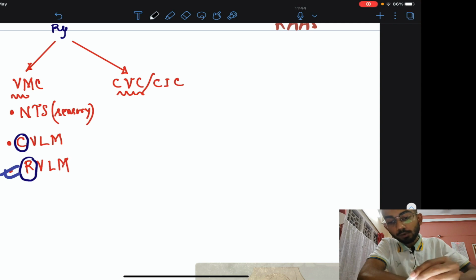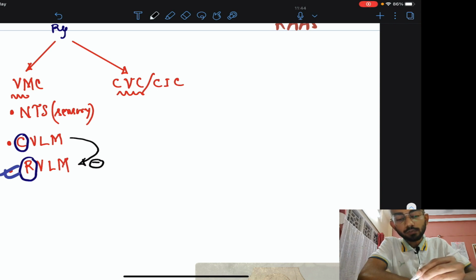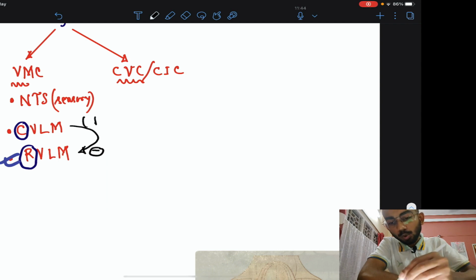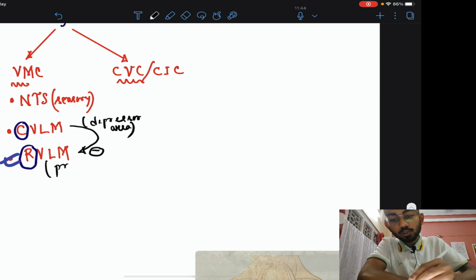Rostroventrolateral medulla is the most important one, and this caudoventrolateral medulla sends inhibitory neurons to the rostroventrolateral medulla. Actually, we will discuss in detail about this shortly. So at this point of time, just remember that the caudoventrolateral medulla inhibits the rostroventrolateral medulla, and this caudoventrolateral medulla is also known as the depressor area. Since it is inhibiting, it is known as the depressor area, and the rostroventrolateral medulla is known as the pressor area.